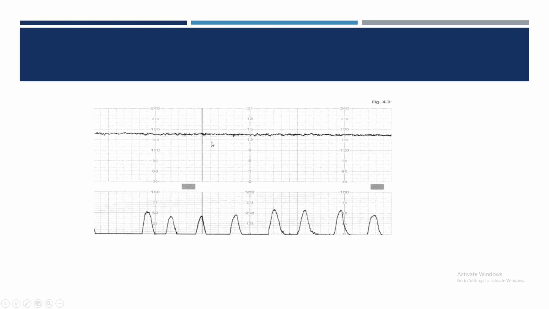Variability? Less than 5. Reduced. Yes, variability is less than 5. No accelerations, no decelerations. Correct? So this CTG is mostly suggestive of what? Chronic hypoxia. Yeah. If it is continued for 30 minutes, it becomes abnormal CTG. Sorry, pathological CTG. With 2 abnormal features, it becomes pathological CTG.